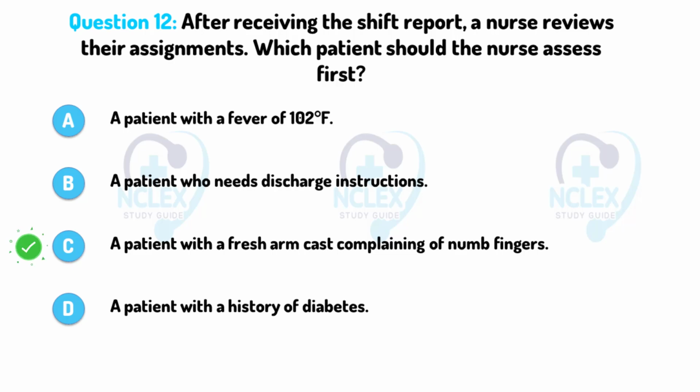Answer. C. A patient with a fresh arm cast complaining of numb fingers. Explanation. Numbness in the fingers after a cast application suggests compartment syndrome, a medical emergency that can lead to permanent nerve and muscle damage if not treated promptly. This patient requires immediate assessment and intervention.